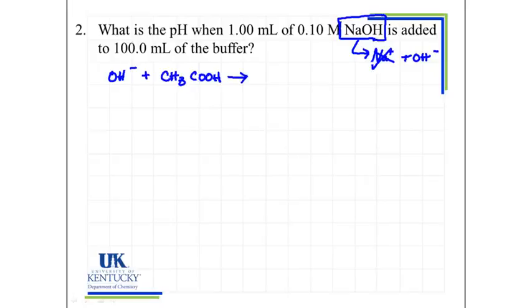Now don't try to memorize the products. Realize that we have a base and we have an acid, so we're just going to swap the proton. The acid will donate to the base. When the acid gives its proton to the base, we are left with CH3COO minus and water. Okay, so we have our reaction. That, like I said, is the most challenging part, so you might want to pause and really think about why I wrote that reaction the way I did.